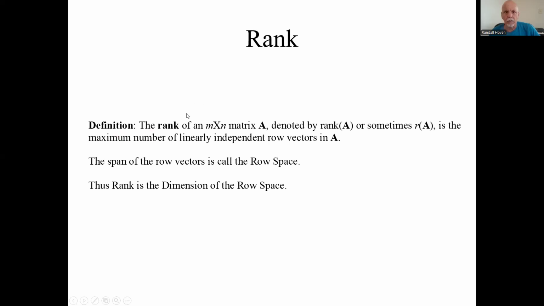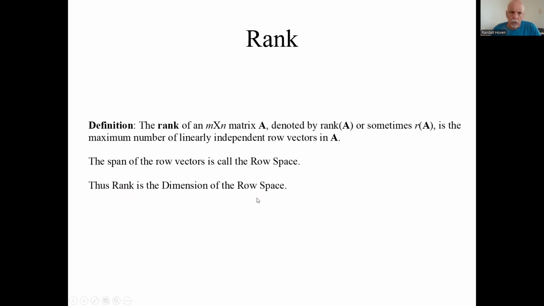What's the definition of the rank of a matrix? Any size matrix. We'll call it rank of A for the matrix A. It's the maximum number of linearly independent rows of A. Rows or row vectors in A. Each row of A can be considered as a vector. We talked about the span, right? The span of the row vectors, that's called the row space, kind of by definition. Thus, the rank, by this definition, means the dimension of the row space.